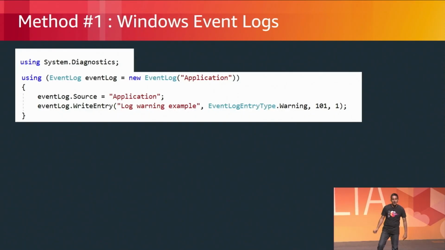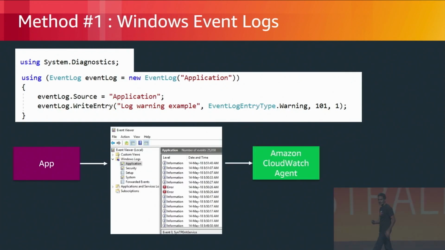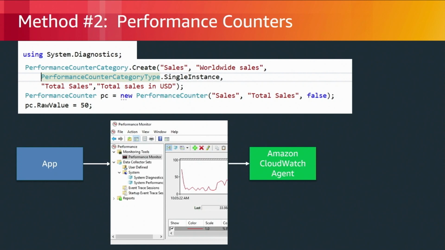The good old Windows event logs. You write into Windows event logs. There's no magic code. You use the System.Diagnostics namespace. Your application writes into that. CloudWatch agent can read them and then pump them into CloudWatch. Method number 2, performance counters. Time series data. Write into performance counters. CloudWatch agent reads them, sends them into Amazon CloudWatch.